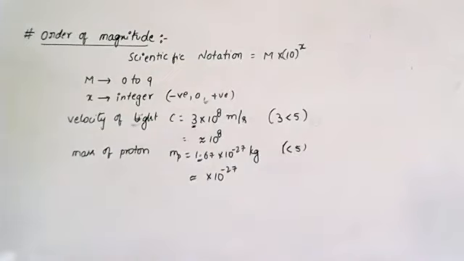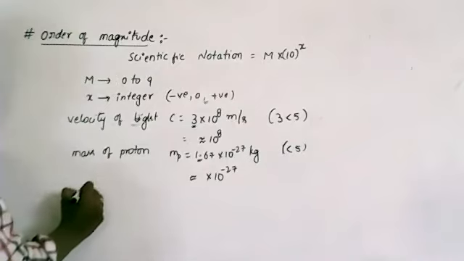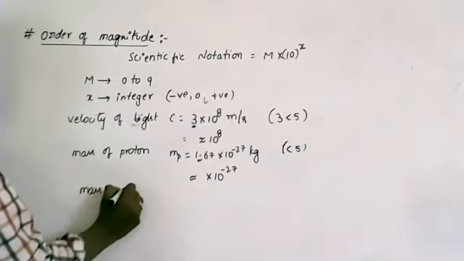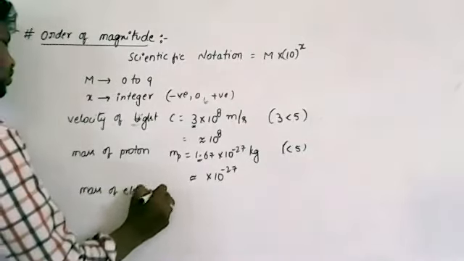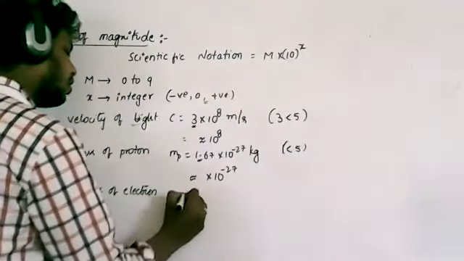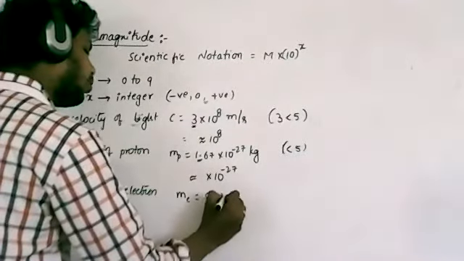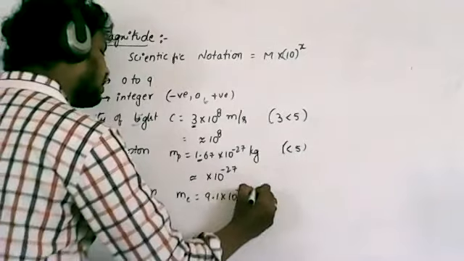Clear? Now, for example, I will give another example. I will take another value, that is the mass of electron. What does the mass of electron mean? The mass of electron is 9.1 into 10 to the power of minus 31 kg.